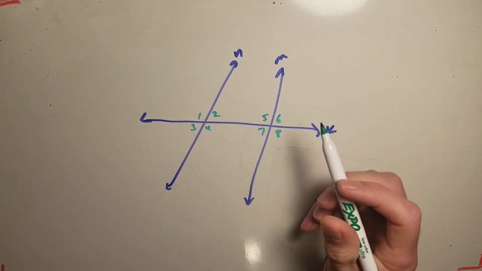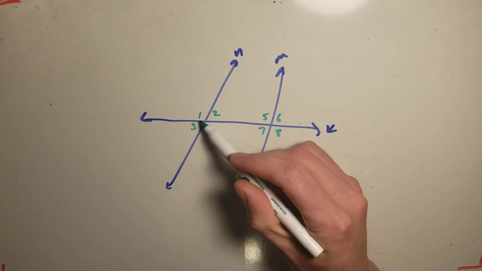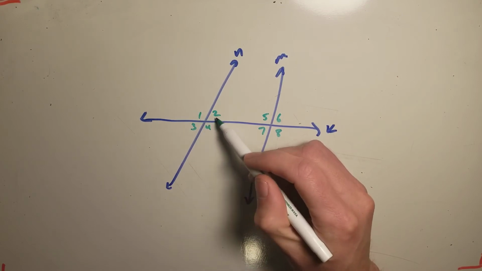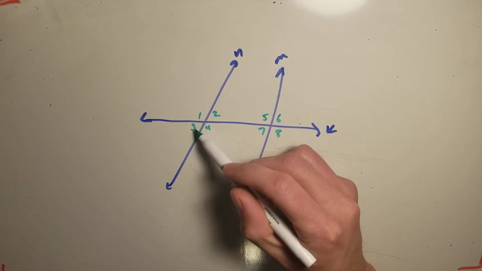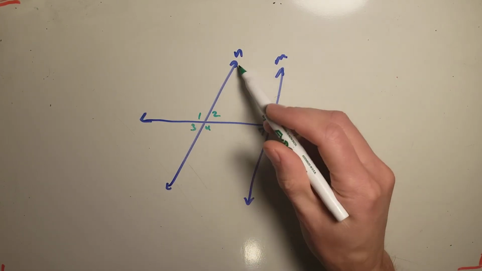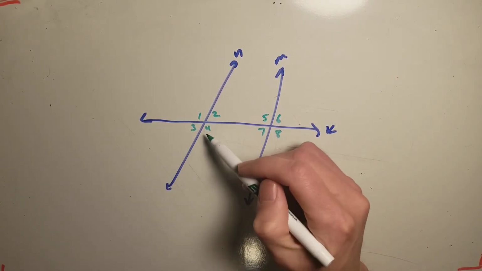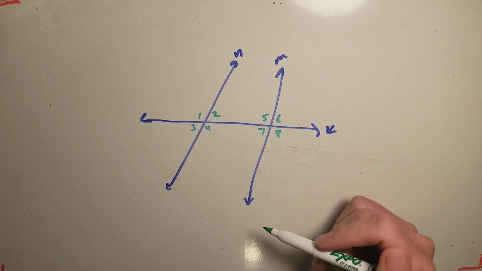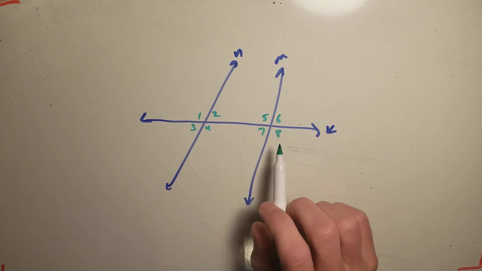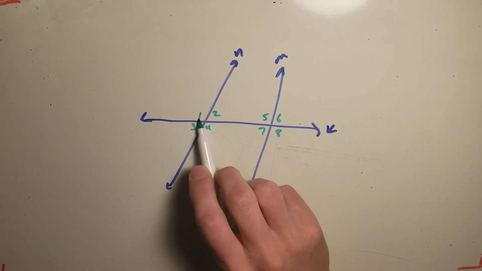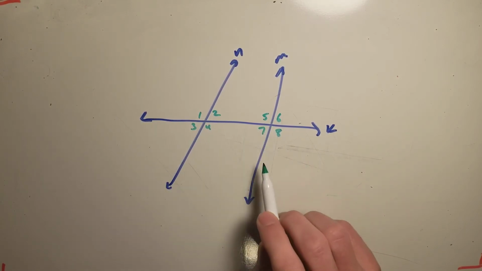If you look at the placement of the angles, like angle 1 is in the top left, angle 2 is in the top right, angle 4 is in the bottom right, angle 3 is in the bottom left, in relation to line N with the transversal K. Corresponding angles are angles that are in the same position, but just at the other line. So like angle 1 corresponds with angle 5. They're both in the top right.